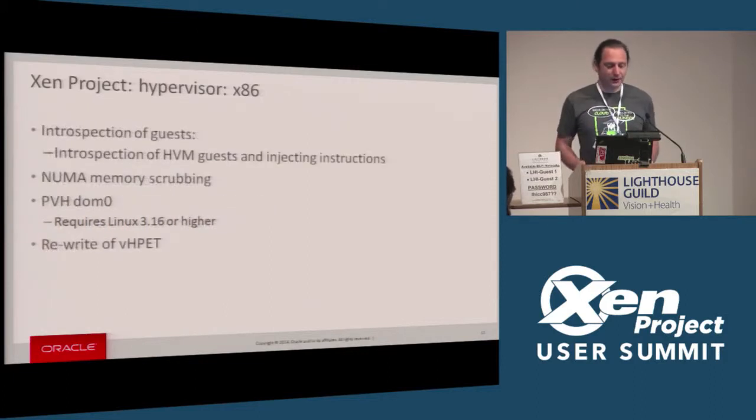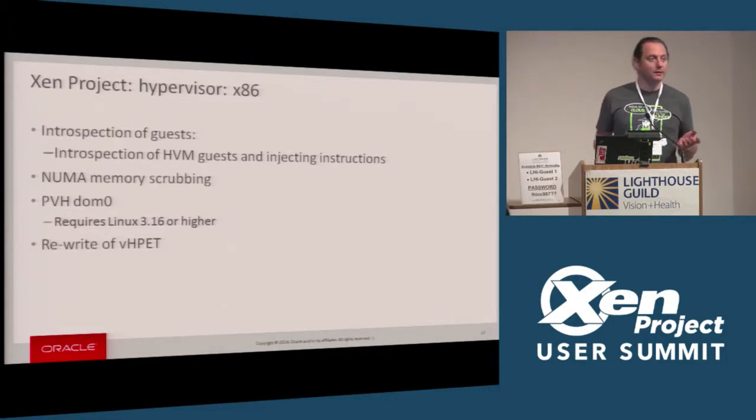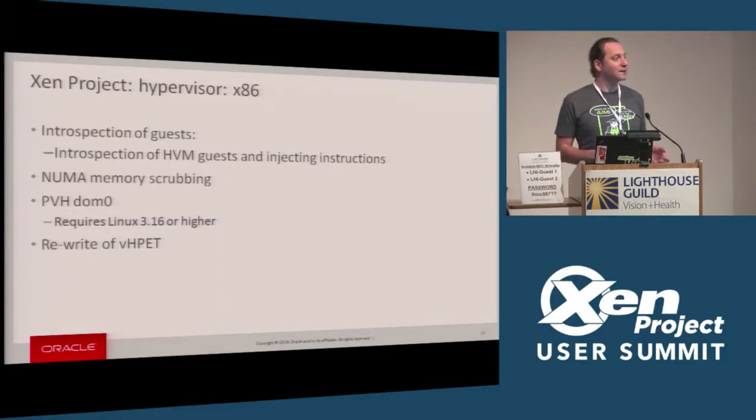All right. Introspection of guests. This is a cool feature by Bitdefender. They are looking at making a rootkit detection system so that when you run your guest and suddenly it's doing something it shouldn't be doing, not only will it detect it, but it will also neutralize the threat by altering those instructions in flight and saying, no, you can't do it, you're just not allowed to.